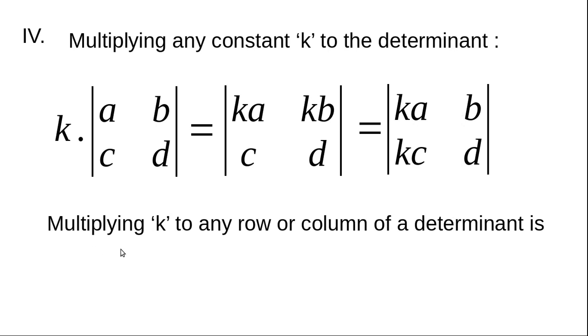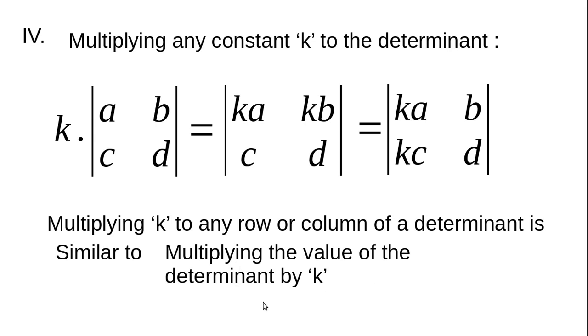So multiplying k to any row or column of a determinant is similar to multiplying the value of the determinant by k. You may multiply k by any row or any column. It is actually similar to multiplying the k to this determinant.